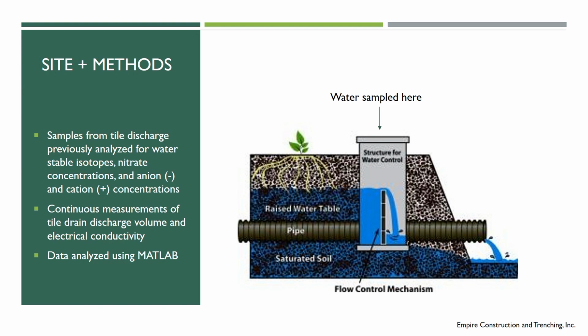The site was the Allerton Trust Farm, and these samples were collected in 2016 and 2017. And in the past, they had been analyzed for water-stable isotopes, nitrate concentrations, anion and cation concentrations. And in the site, there was continuous measurements of tile drain discharge and electrical conductivity. So if you can look on the diagram, there's the structure for water control. That is where the water samples were auto-sampled during these years, and was where we got those samples, or how we got the data that we later analyzed using MATLAB.